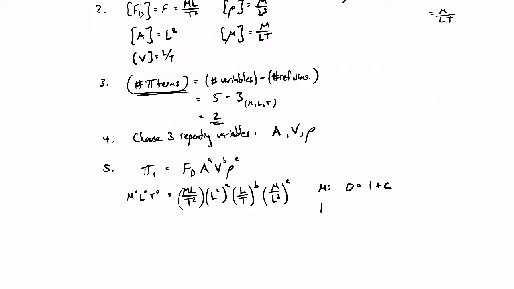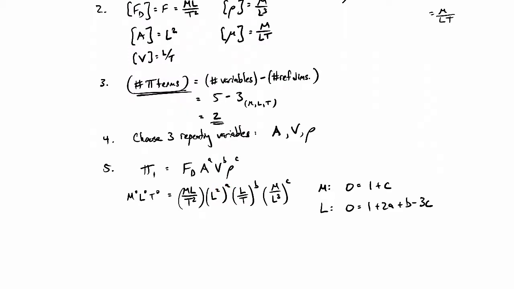Okay, and then we'll do the length next. So 0 on the left. On the right-hand side, we have a 1 plus 2a plus b minus 3c. So here's the 0. This is the length to the 1. Here's length to the 2a.